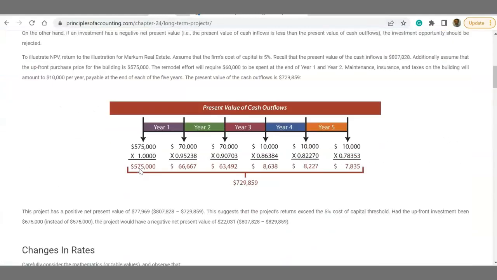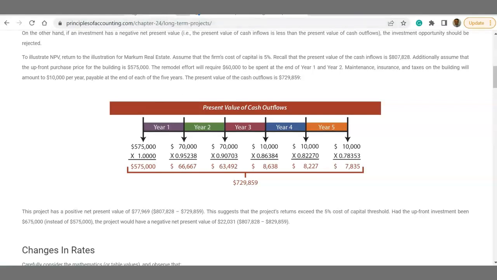So here you see present value of cash flows, 575,000, 70,000, 70,000, 10,000, 10,000, 10,000. So you see those numbers are not the same, right? So it's easier just to go ahead and use the present value of lump sum table to calculate the factors. Factors for today is always 1, but factors for year 2, year 3, year 4 will be a little bit different. So this is based on interest rate of 5% here, okay?